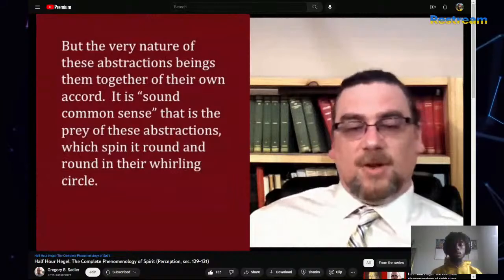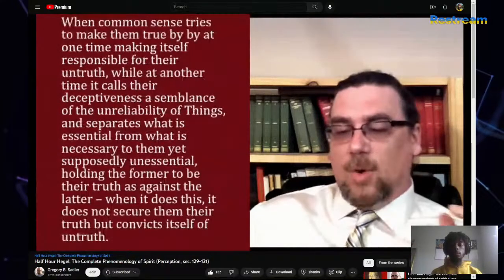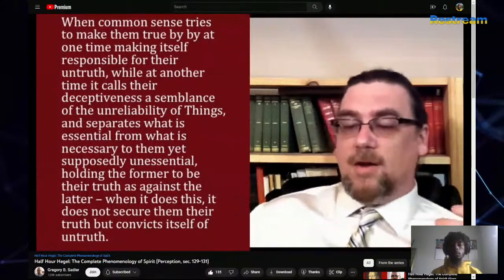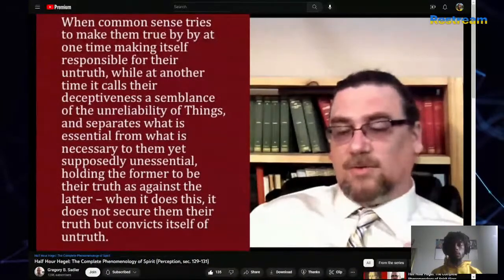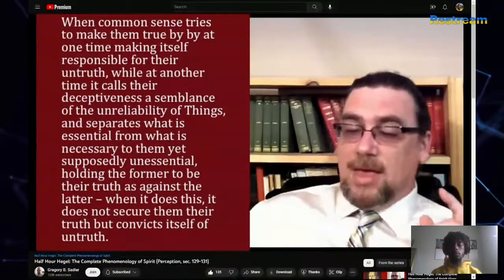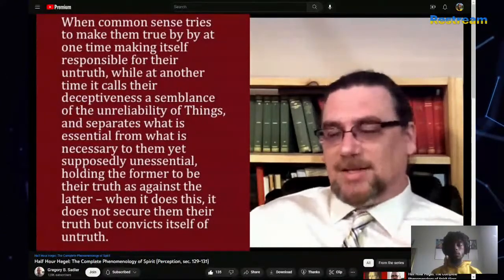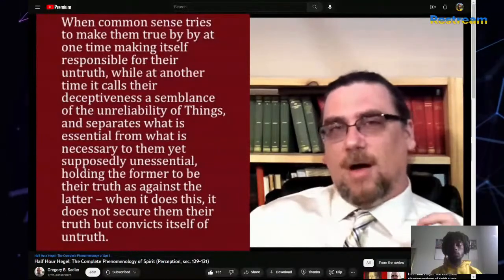It is sound common sense that is the prey of these abstractions, which spin it round and round in their whirling circle. When common sense tries to make them true by at one time making itself responsible for their untruth, while at another time it calls their deceptiveness a semblance of the unreliability of things and separates what is essential from what is necessary to them, yet supposedly unessential, holding the former to be their truth as against the latter, when it does this, it does not secure them their truth, but convicts itself of untruth.